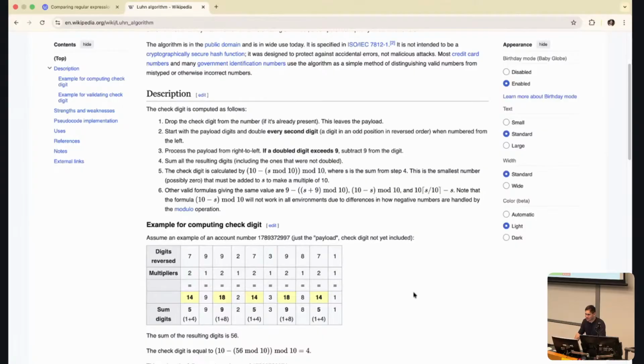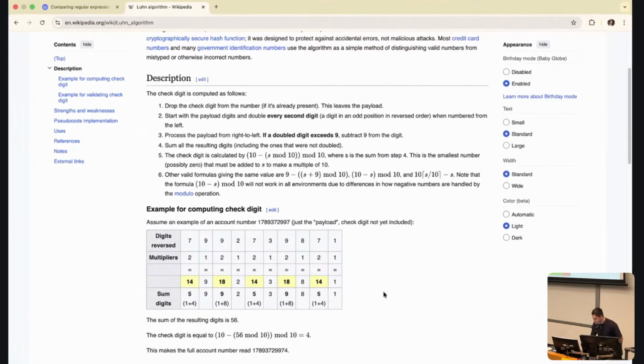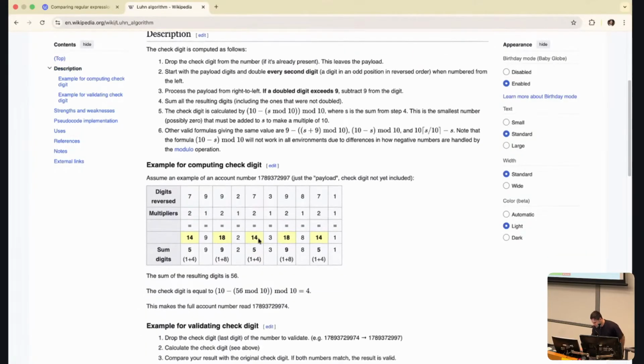Are we back live? Okay, great. So actually, just earlier we were talking about the checksums for the credit cards. They use something called the Luhn algorithm, which is here. Let's see, I haven't looked at this before, so let's see if we can figure this out.